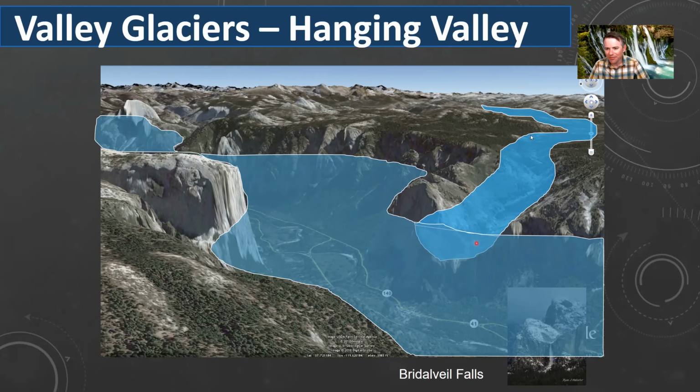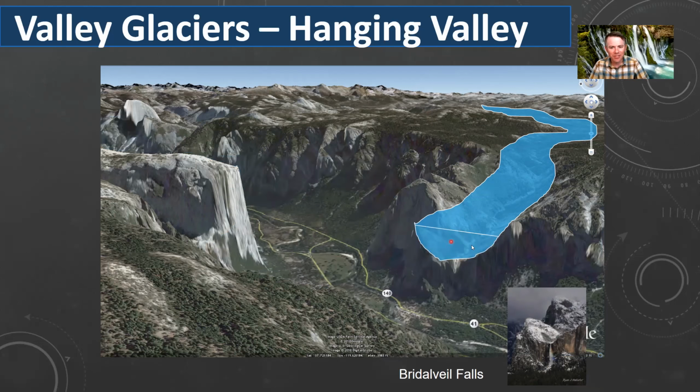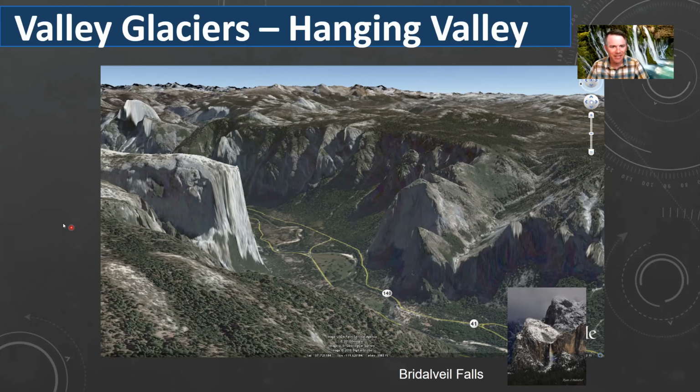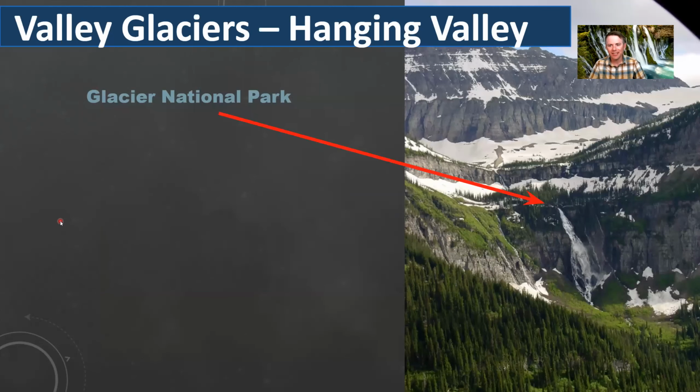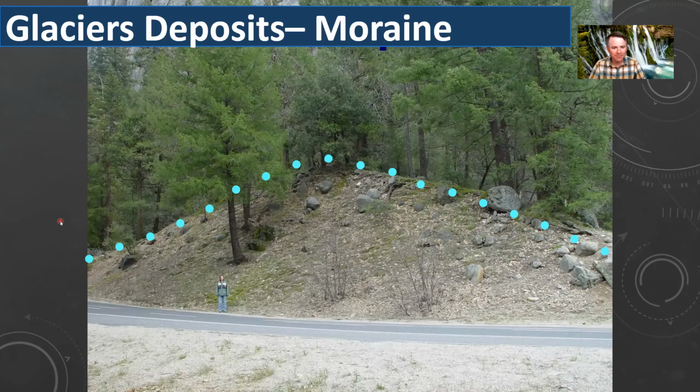And then here's where Bridal Veil Falls is, that valley. And that's what that small glacier in Bridal Veil Falls would have looked like. And now it's melted, you get the hanging valley. So you notice it's a U-shaped valley and then it just ends, it's hanging, left it hanging. That's why it's called a hanging valley. Glacier National Park has lots of them.